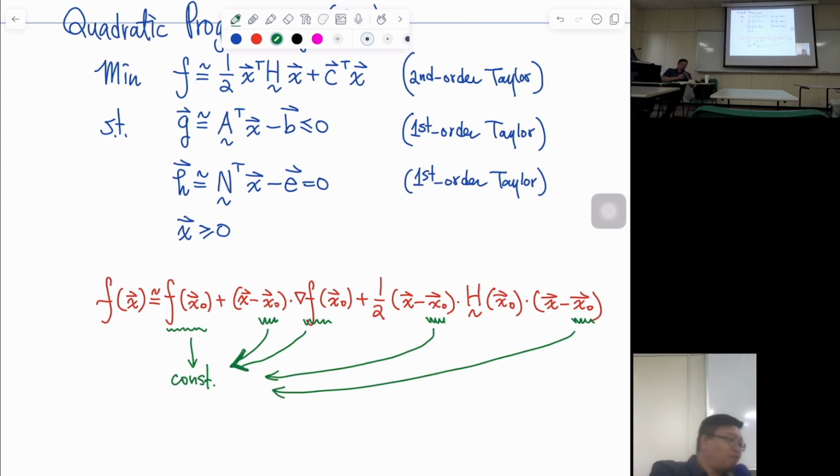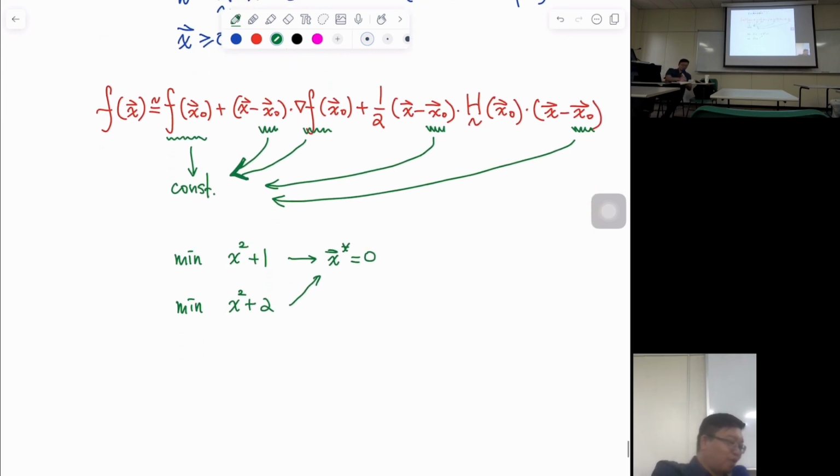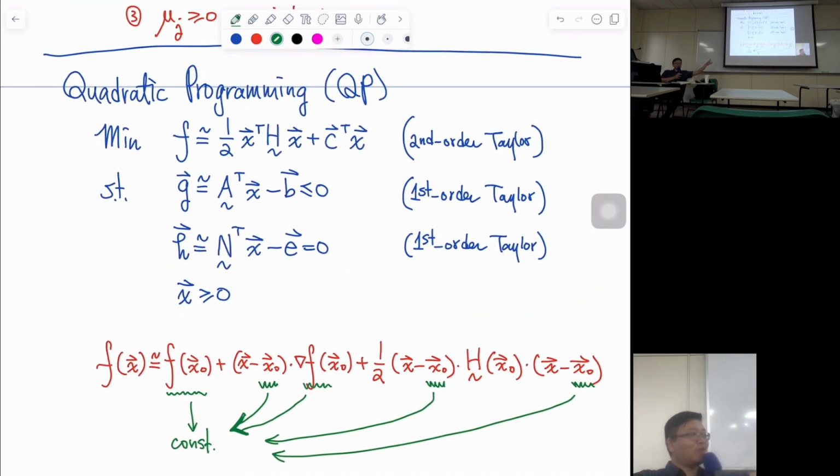So in optimization, if you are solving, for example, minimizing x squared plus 1, the solution is 0, because when x equals 0, x squared plus 1 is the smallest. If you are solving x squared plus 2, the solution is still 0. If you're solving x squared, the solution is still x equals 0. So the constant term does nothing in optimization. It doesn't change your optimal solution. So usually when we are deriving, we don't even care about the constant terms. If you care about the true value of your f, plug it in later on. So in derivation, we usually just throw away all the constant terms.